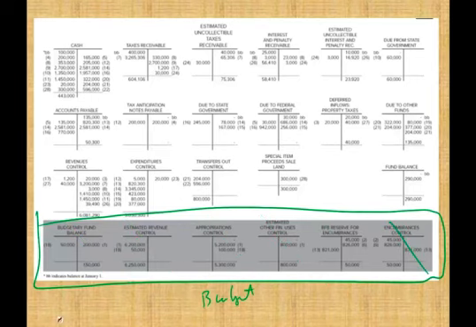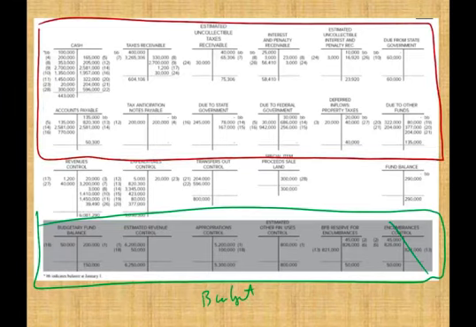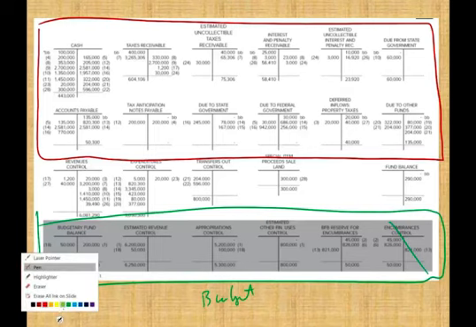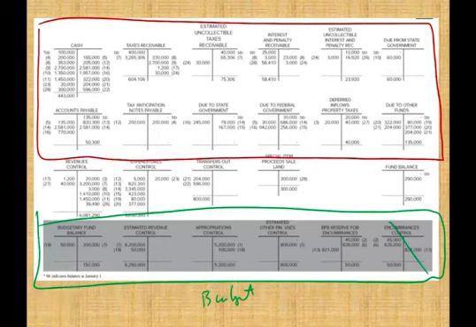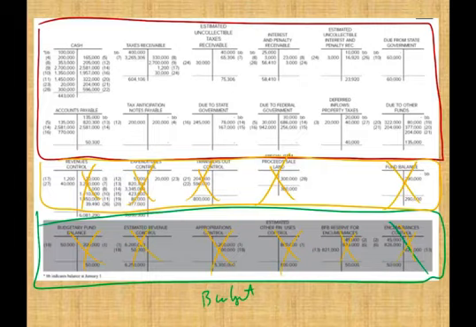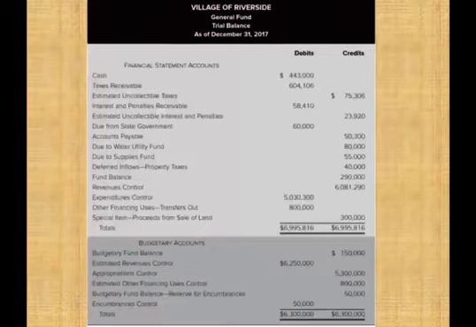Also, I just want to make sure you understand that those are the balance sheet accounts, the general fund balance sheet accounts. And I'm going to highlight those in a different color. And those orange here are revenues, expenditures, and the change in fund balance accounts. Again, these get closed as well. We close the budget accounts, as well as the statement of revenues, expenditures, and fund balance accounts.